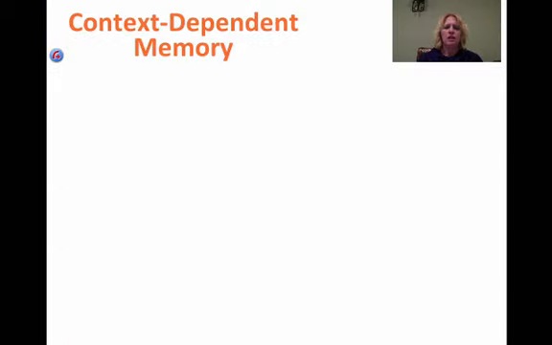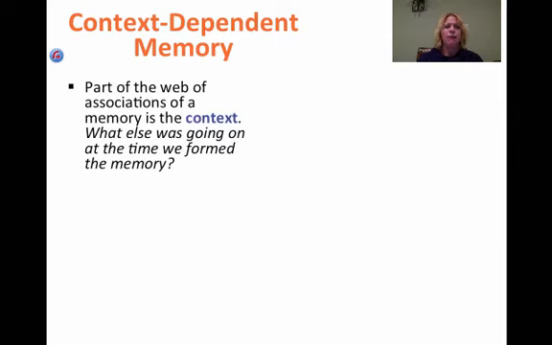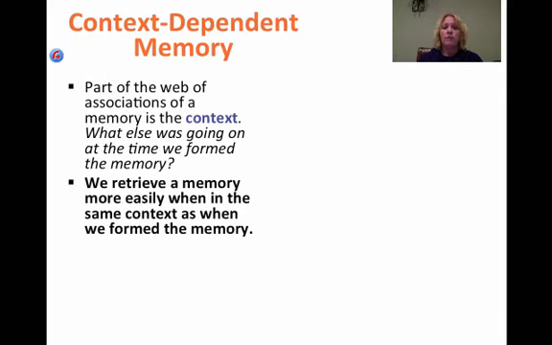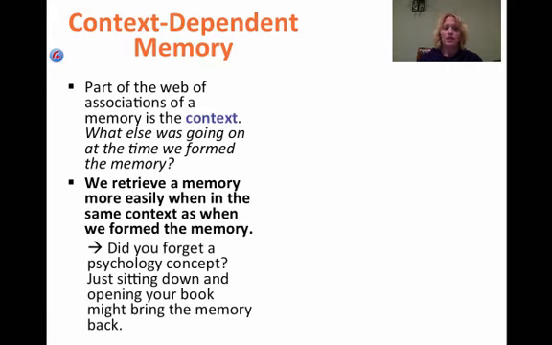Now, there's also something called context-dependent memory. Part of the web of associations that we've been talking about is the context: what else was going on at the time we formed the memory? We retrieve a memory more easily when it's in the same context as when we formed the memory. So, for instance, did you forget a psychology concept? Just sitting down and opening your book might bring back the memory. Just picturing the bright orange book might be enough.